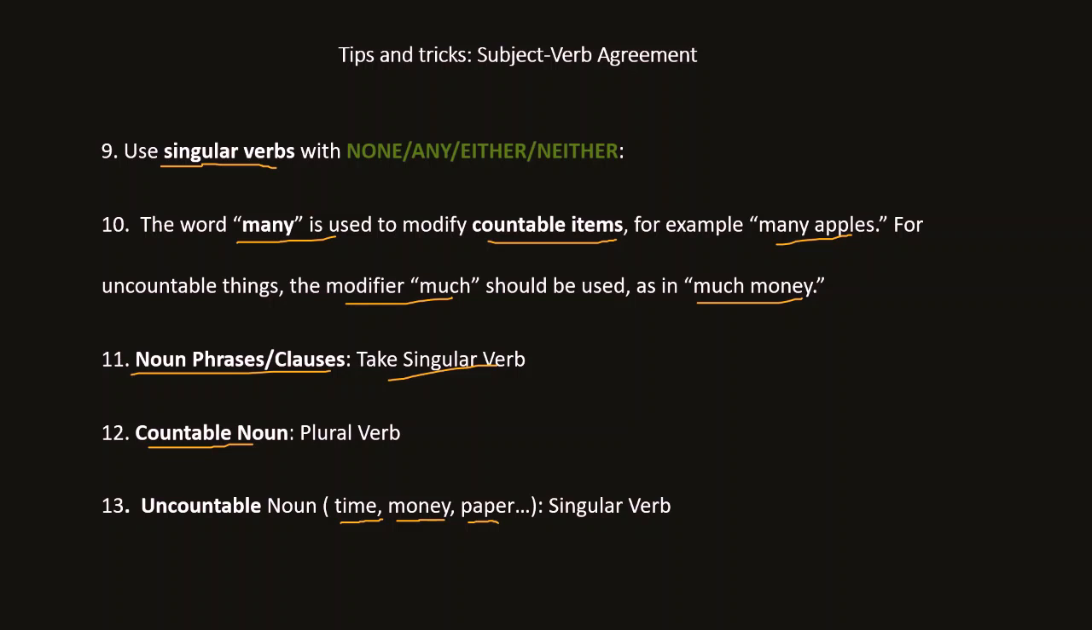Similarly, you can't count money. You could count currencies. You could say rupees, dollars, pounds, but you can't say 10 monies, 15 monies. Similarly, you could say 2 sheets of paper or a sheet of paper, but you can't say 10 papers. Hence, with uncountable nouns, we use singular verbs. Similarly, although and other subordinators are followed by subject plus verb. So these are the tips.